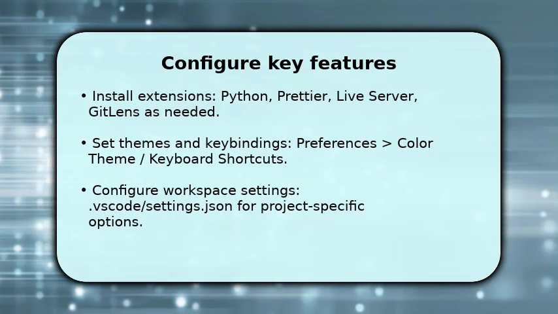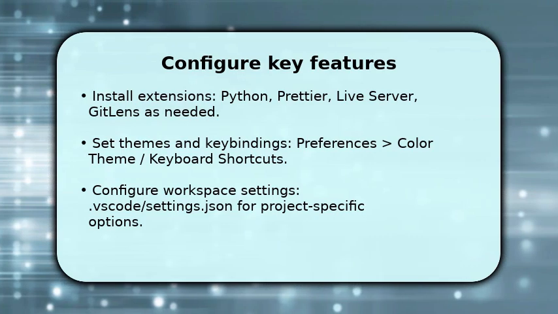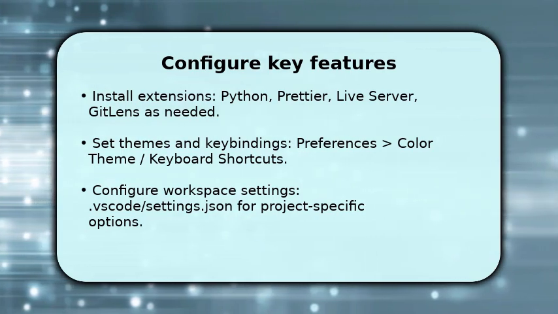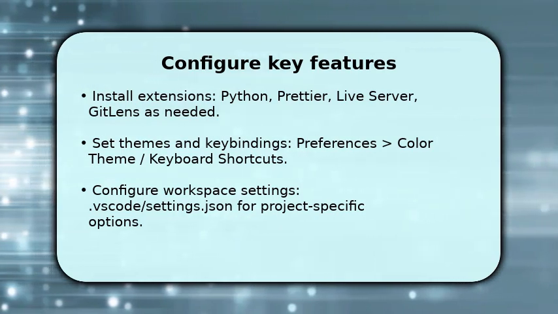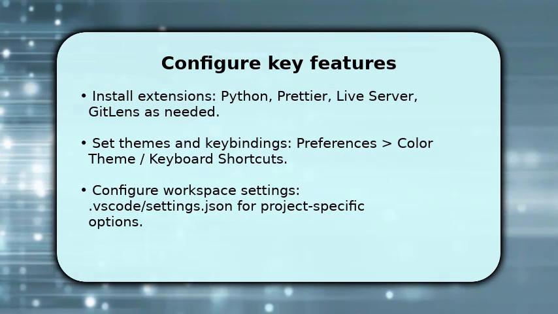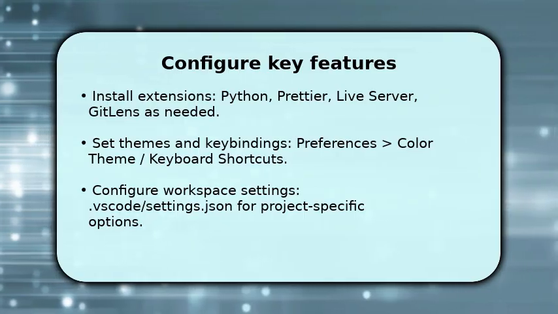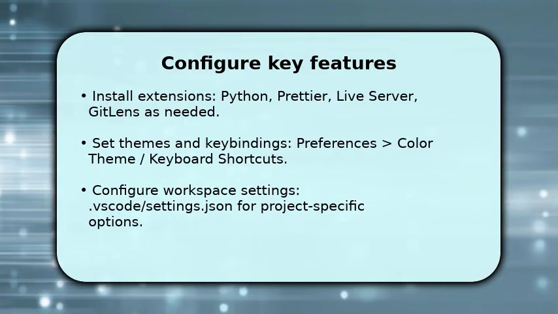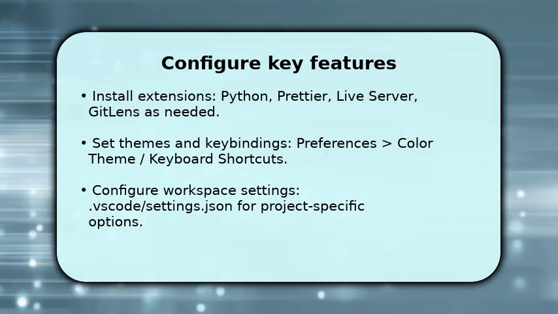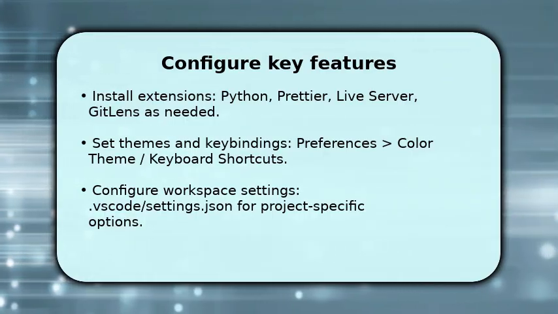Now you'll configure the core features that make VS Code powerful. Install extensions for language support and tools. Pick only what you need like Python, Prettier, or Live Server, because too many can slow startup. Then customize theme and key bindings so commands feel natural. Use preferences to search settings quickly.